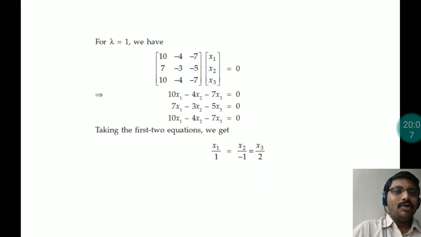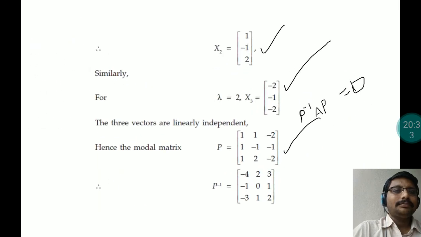Next, for lambda equal to 1, same as above, that is (A minus 1I) x equal to 0, that is subtracting 1 from the principal diagonal elements of A. So equating, we will get three equations. Considering any two equations, in general the first two equations are considered, we will have another eigenvector, that is x2 is 1, minus 1, 2. Now for lambda equal to 2, x3 equals minus 2, 1, 2.